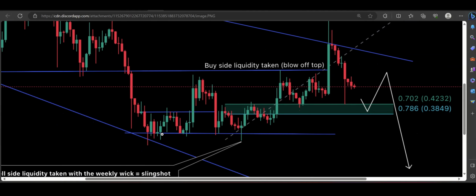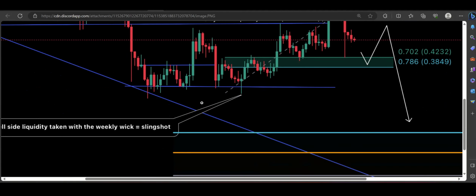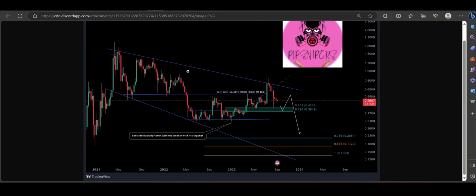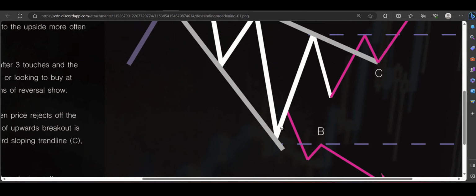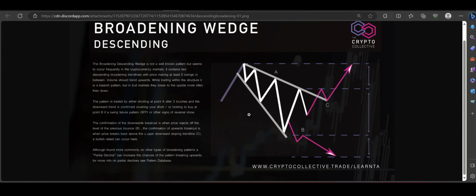Okay? So now we've not only taken out your buy side liquidity, but we've also taken out your sell side liquidity. Okay? Now all we're doing is we're about to see a retrace up before we turn down to these levels down here to finish up our descending broadening wedge right down here.